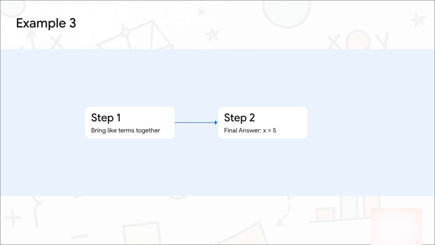Now let's subtract 4 from both sides to shove the numbers over to the right. 9 minus 4 is 5. And step 2, oh, look at that. We're already at the final answer. X equals 5. That wasn't so bad, right?